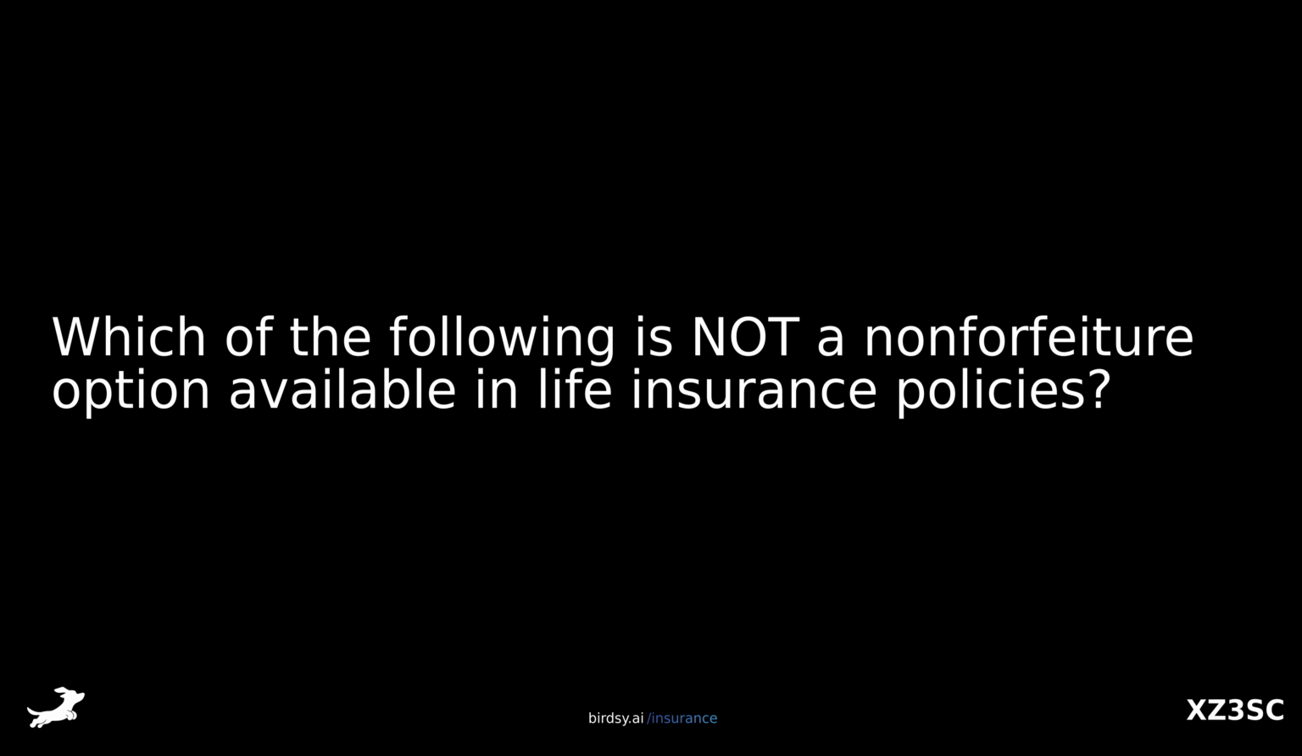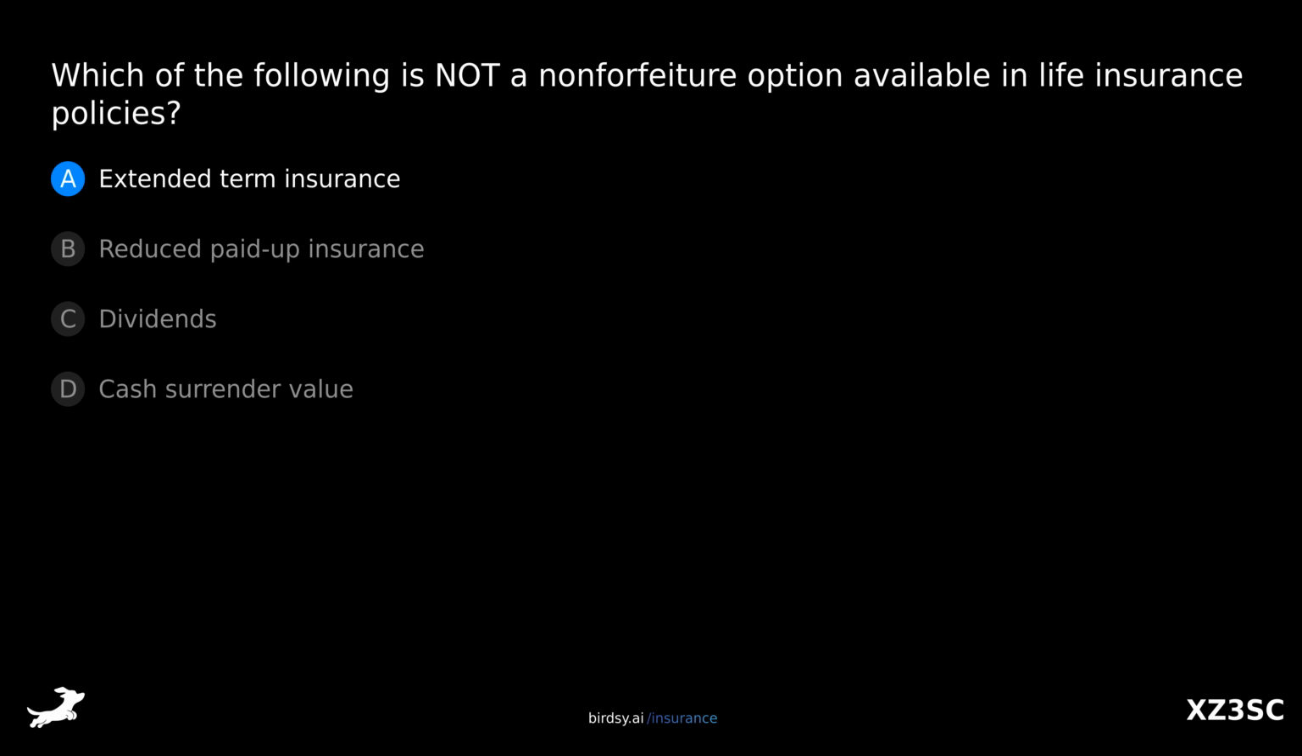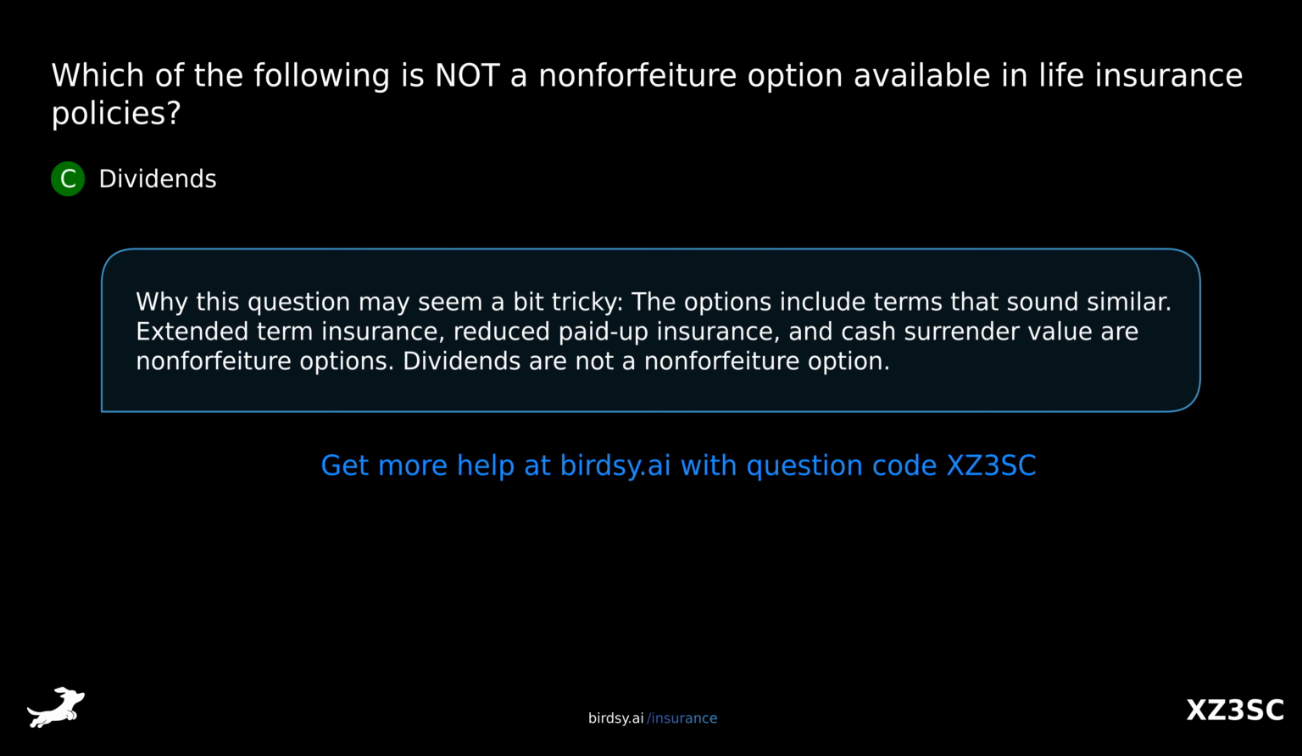Which of the following is not a non-forfeiture option available in life insurance policies? Is it A. extended term insurance, B. reduced paid-up insurance, C. dividends, or D. cash surrender value? The answer is C. dividends. Why this question may seem a bit tricky: the options include terms that sound similar. Extended term insurance, reduced paid-up insurance, and cash surrender value are non-forfeiture options. Dividends are not a non-forfeiture option.